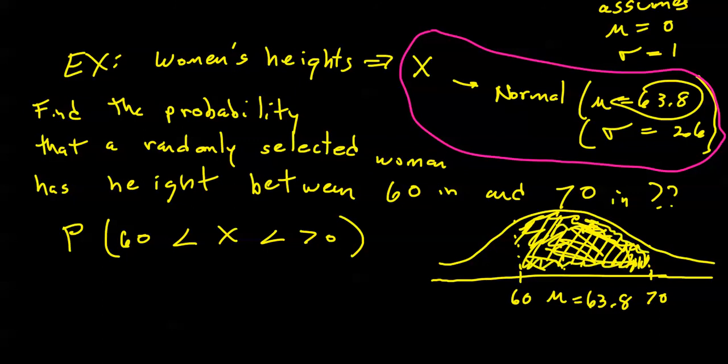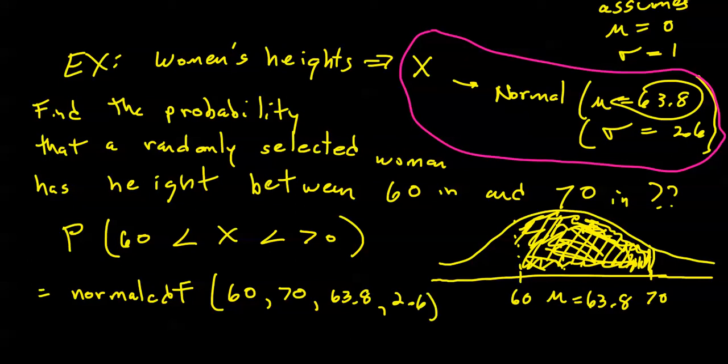This area under the probability density function, the normal curve, is the probability I seek. Alright, we're still going to use the normal CDF command. We've got to put in a left limit first, so 60 is our left bound of interest, 70 is our right bound of interest, and because we are in the non-standard case, we've got to plug in a mean of 63.8 inches and a standard deviation of 2.6 inches.